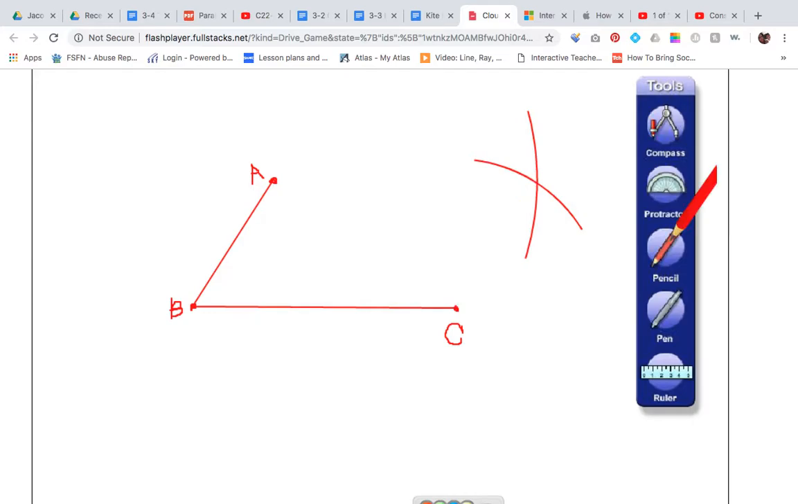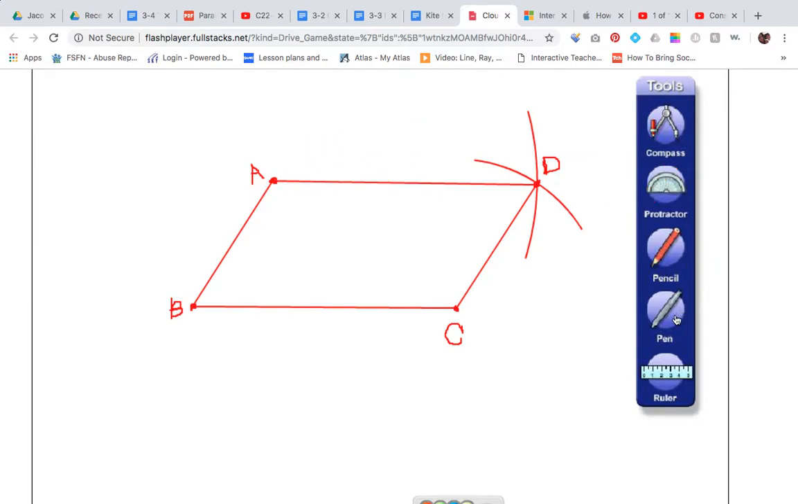Okay? Now once I have this done, I have the other vertex of my parallelogram, which is going to be here. And I'm going to call this point D. And once you have this done, now all we have to do is connect our points to form the parallelogram. So point A is going to connect to point D. And then now we're going to connect point C to point D.